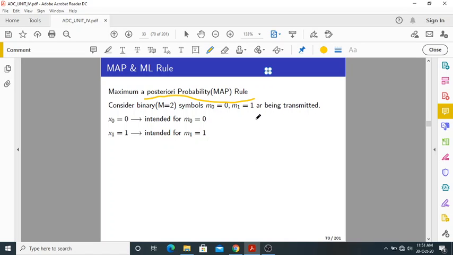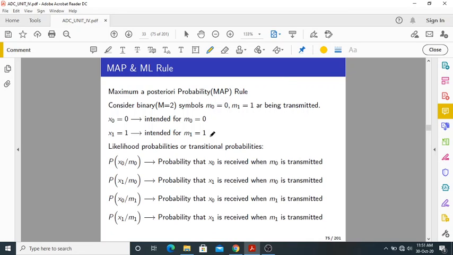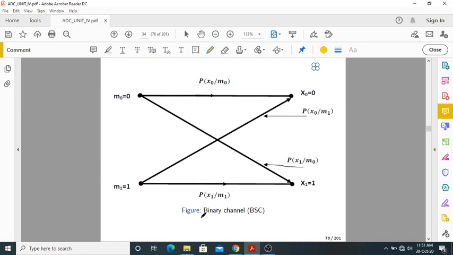Suppose we consider M equal to 2, the binary case. We are transmitting two symbols and receiving two symbols. Let me go back to this diagram first. This is a diagram called a binary channel. We are transmitting m0, m1 and receiving x0 and x1. So 2 bits are transmitted, 2 bits are received. This is a binary case.